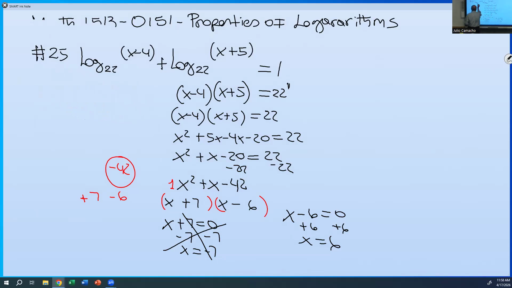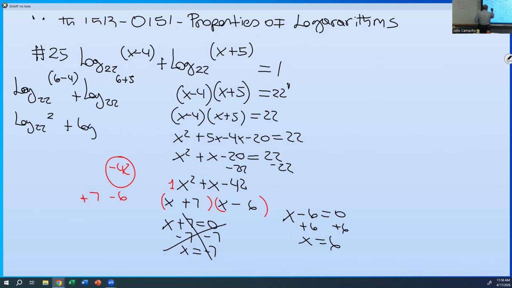And you can see when you apply that, you have the log base 22 of 6 minus 4 plus the log base 22 of 6 plus 5, and that will give you the log base 22 of 2 plus the log base 22 of 11. And that is okay because they are greater than 0. So the answer for this one is 6.